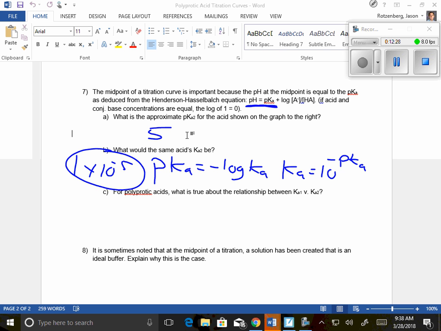Finally, number 8 says it is sometimes noted that at the midpoint of a titration, a solution that has been created is an ideal buffer. What do we need for the composition of an ideal buffer? Acid and its conjugate base. Acid and its conjugate base in equal molar amounts. So halfway through, that midpoint is when that occurs. That's why we can use that equation for number 7 to do what we just did as well.